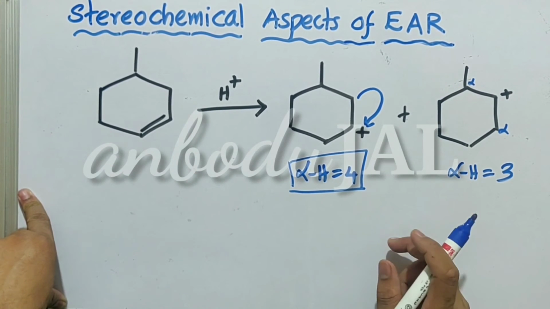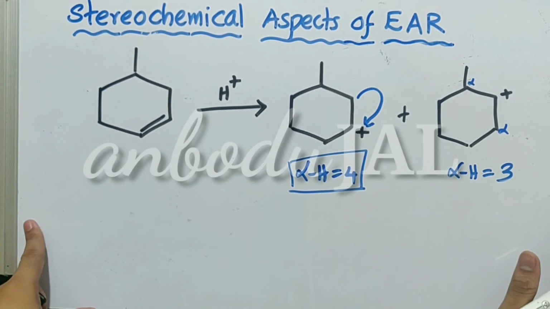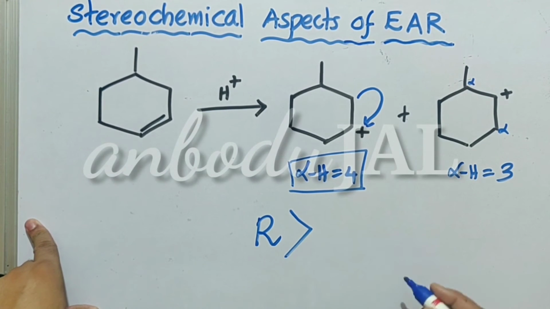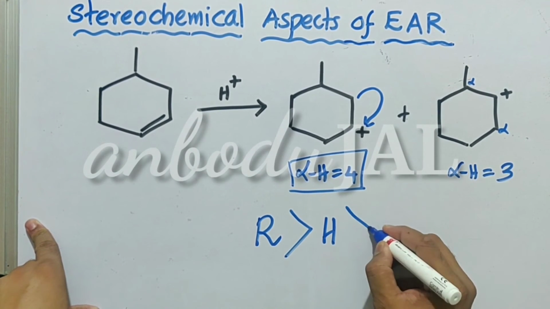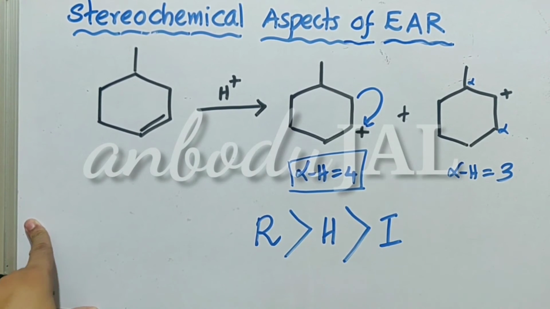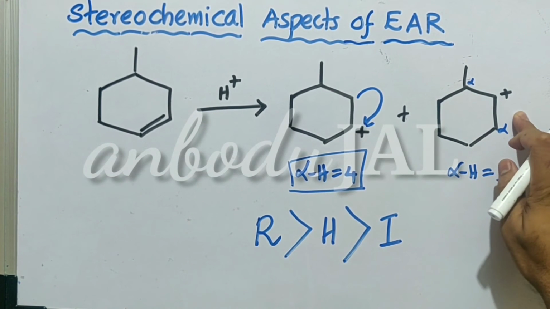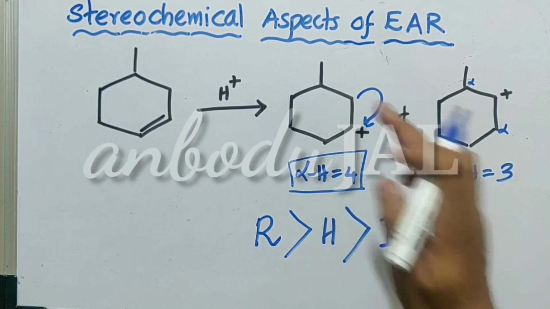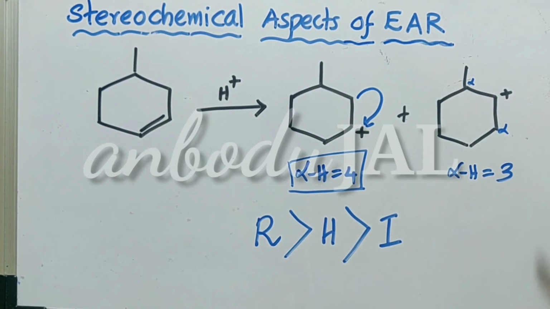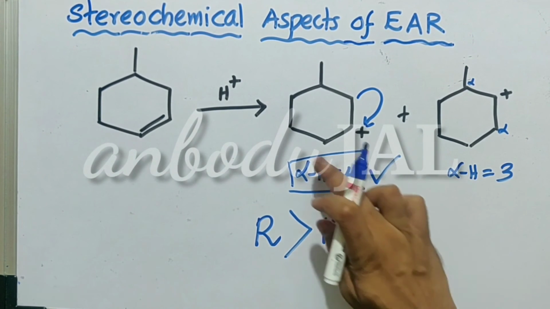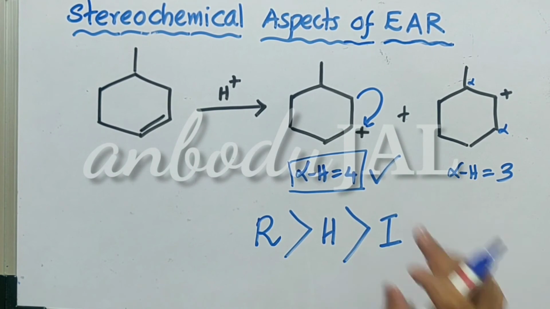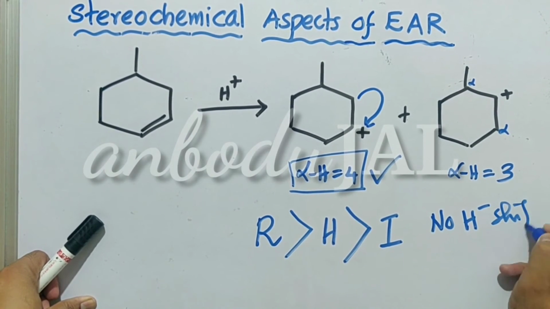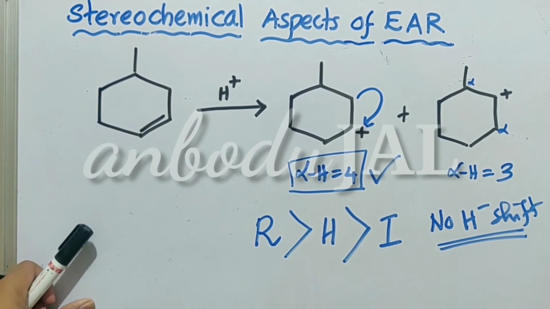If hyperconjugation is there, we should not consider inductive effect, because resonance is more important than hyperconjugation, which is more important than inductive effect. Okay, here inductive effect is maximum, here inductive effect is minimum, but here hyperconjugation is maximum, here hyperconjugation is minimum. So we have to consider hyperconjugation. So this is the more stable carbocation. So there will never be a hydride shift, an H minus shift.